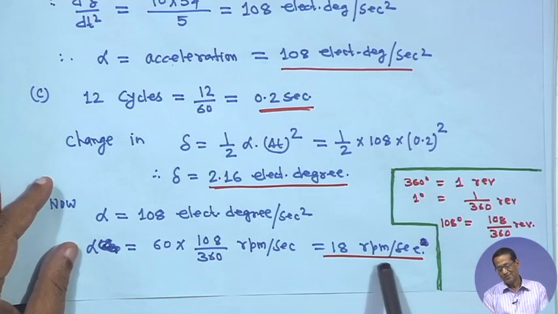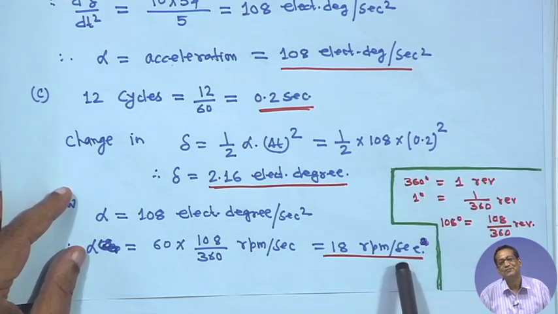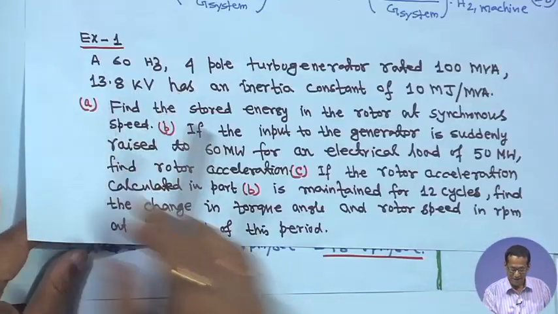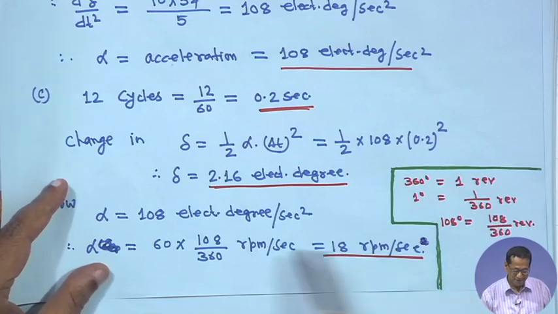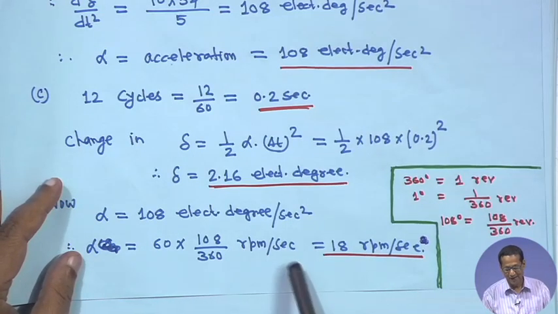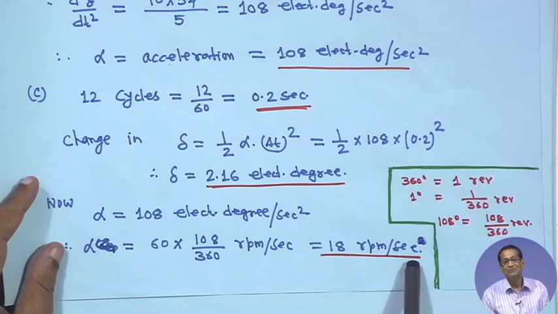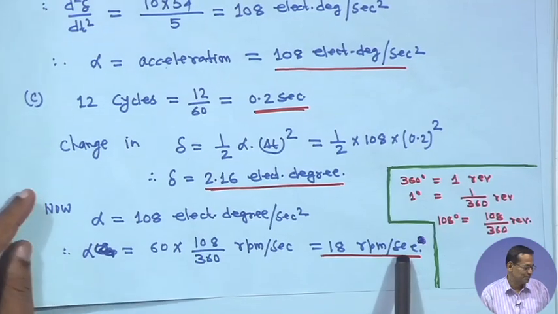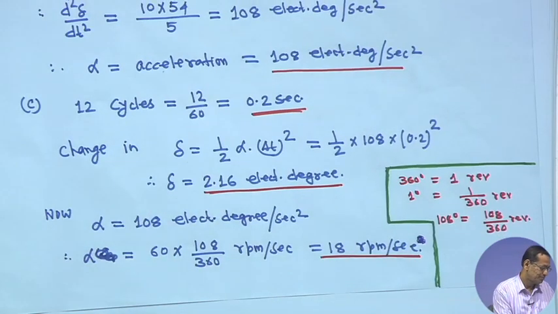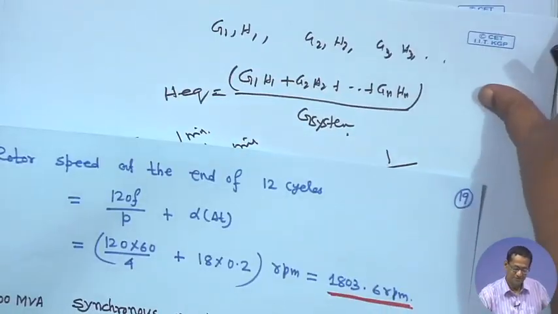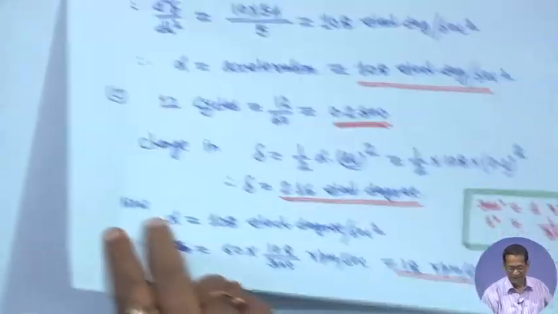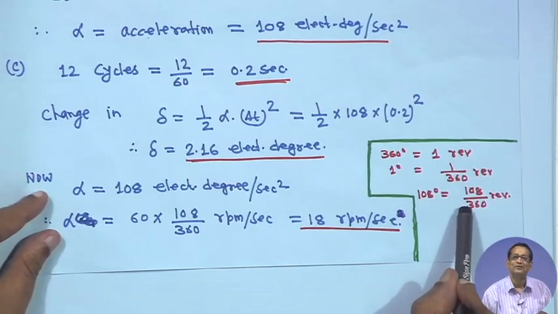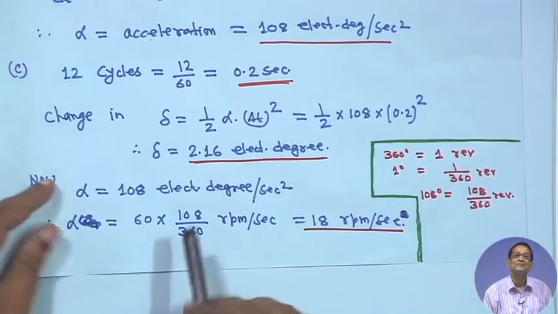If you simplify, it will be 18 RPM per second, because we have to find the rotor speed in RPM at the end of this period. So, this way you have to change the unit of alpha to RPM per second, so 18 RPM per second. Once again, I hope you have understood this conversion, how we have made it.